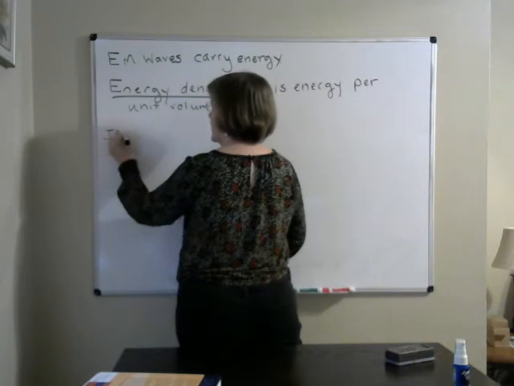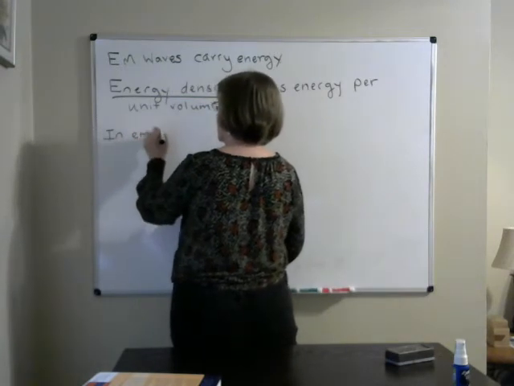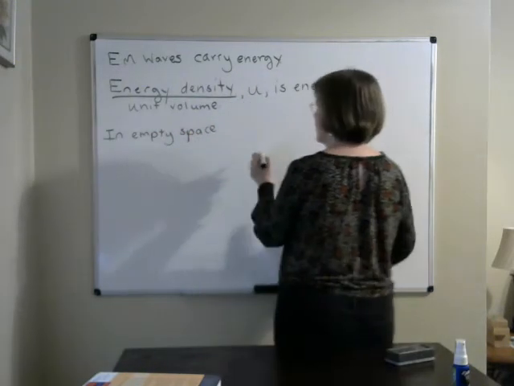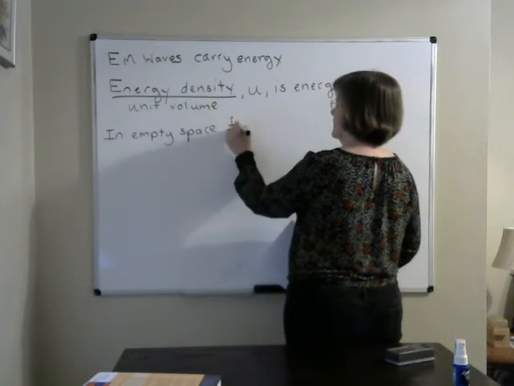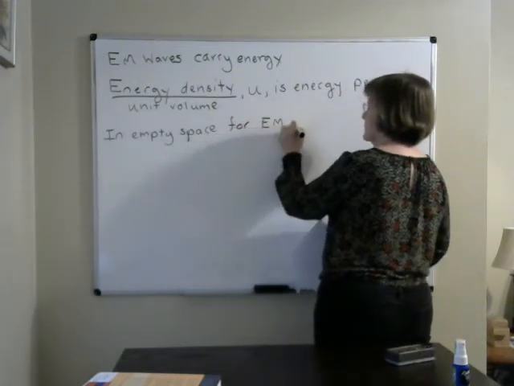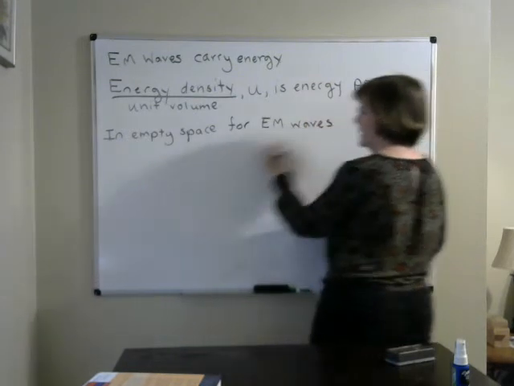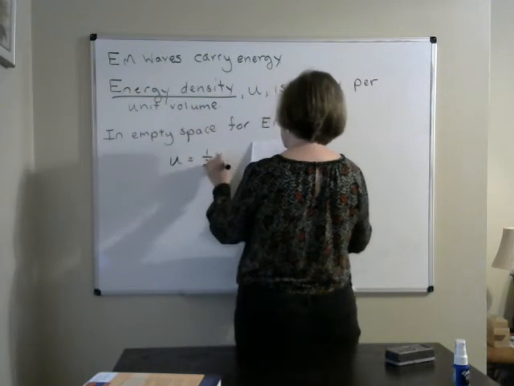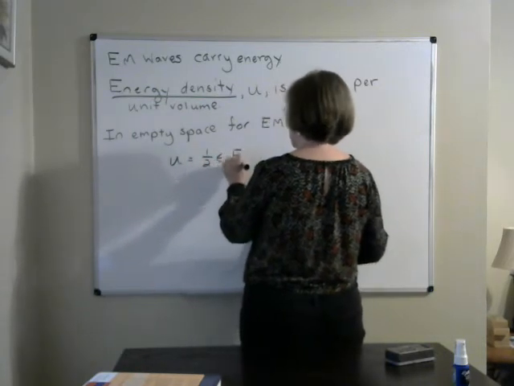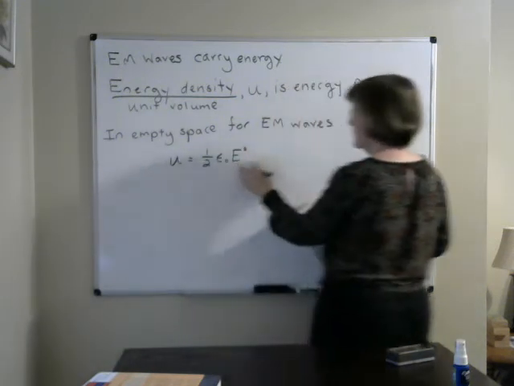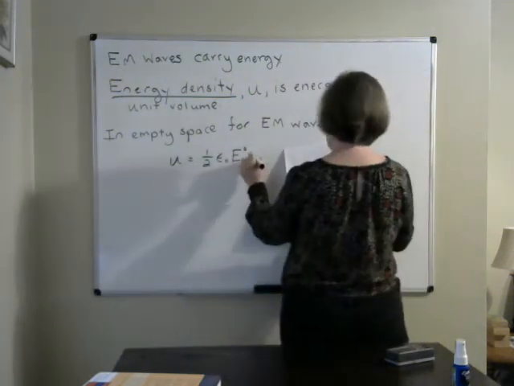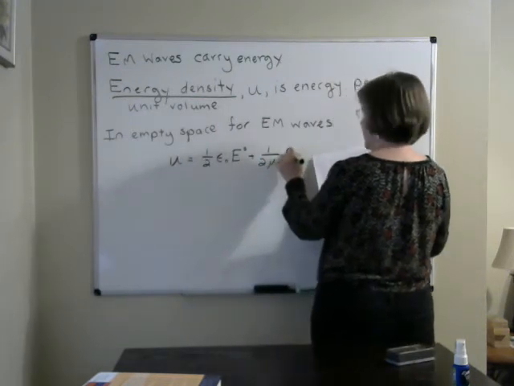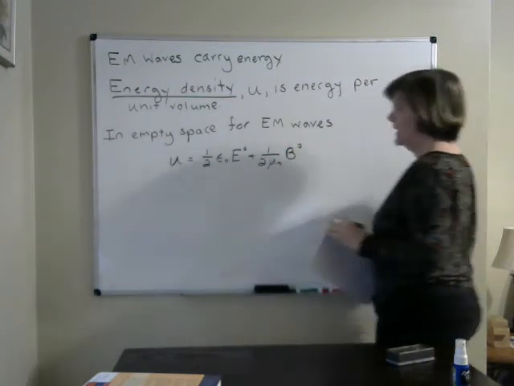In empty space, for an electromagnetic wave, the energy density looks like this. U equals 1/2 epsilon naught E squared. That would be the energy density due to the electric field, plus 1/2 mu naught B squared. And that would be the energy density due to the magnetic field.